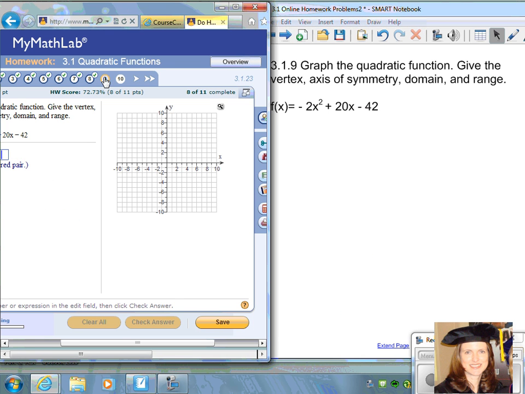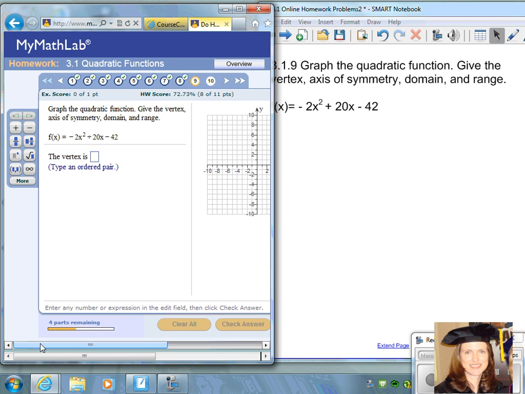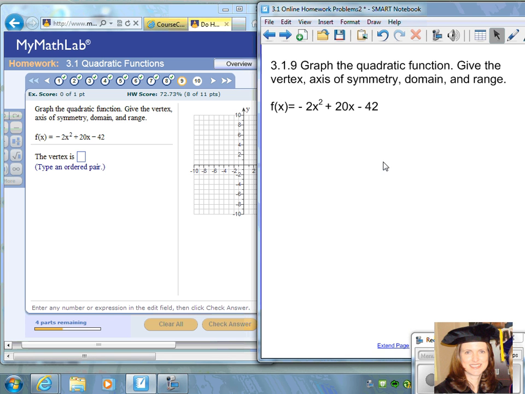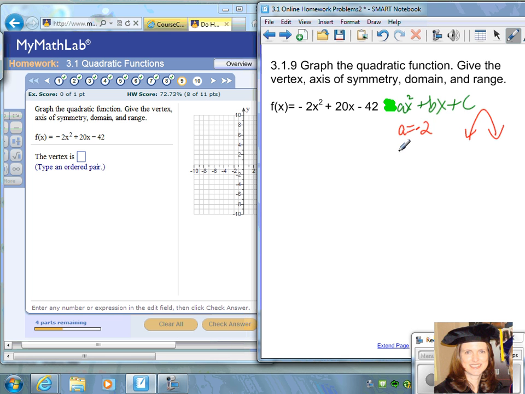Okay, now question number 9 is similar to the one we just did. We want to graph the function, give the vertex, axis of symmetry, domain, and range. Now again, this is in the form of ax squared plus bx plus c, and that means that we have a is -2. That means that the parabola is actually going to open down because that a is a negative number. B is 20 and c is -42.